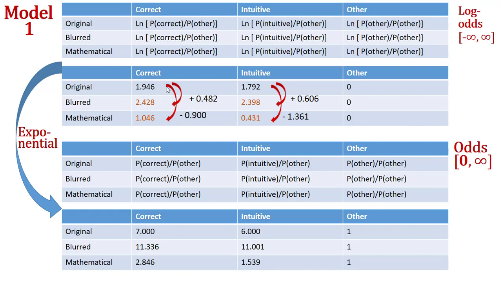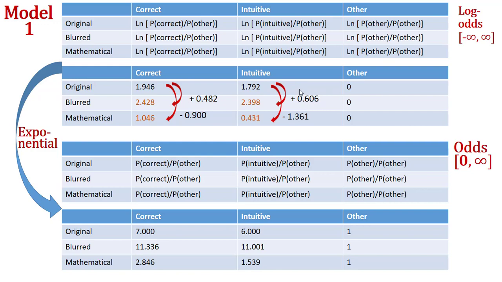But you just add this value plus this value and you obtain that. So basically the log likelihood of correct over other in the blurred problem would be 2.428. Same with intuitive. For the original problem, the log likelihood of intuitive over other was 1.792. Now, that's the output of the software.